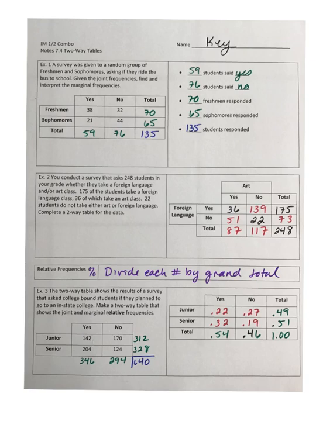So 142 divided by 640 is 22%. 170 divided by 640 is 27%. 312 divided by 640 is 49%. 204 divided by 640 is 32%. 124 divided by 640 is 19%. 328 divided by 640 is 51%. 346 divided by 640 is 54%. 294 divided by 640 is 46%.